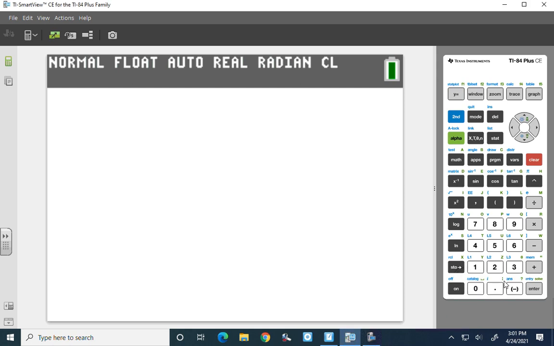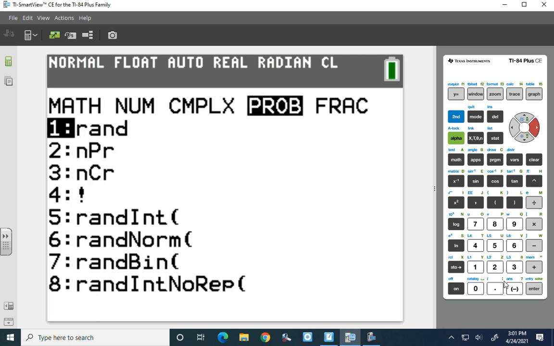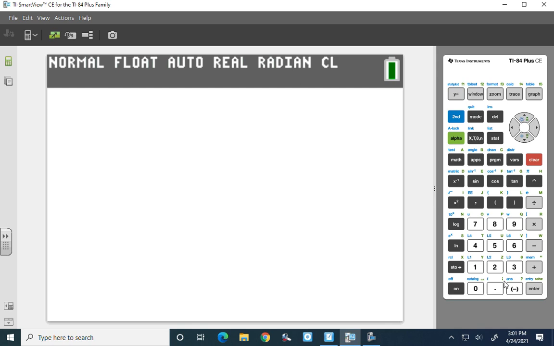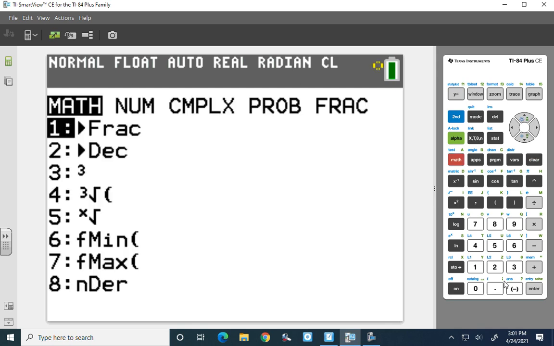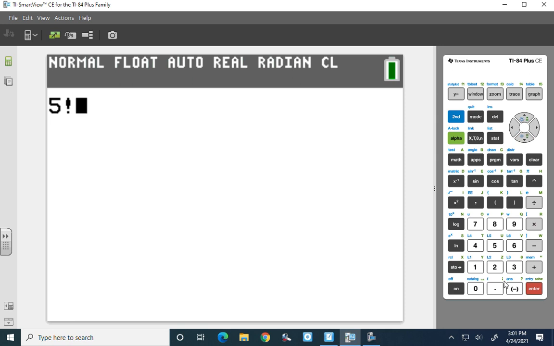All right, so with your calculator, if you go to your math menu, and you go over to PROB, which stands for probability, and right down there at option number 4, that's our factorial symbol. So that's where we're going to go to grab a factorial here. So if I want to calculate 5 factorial, I can type in 5, and go to math, go over to probability, option number 4, 5 factorial, and you get 120.